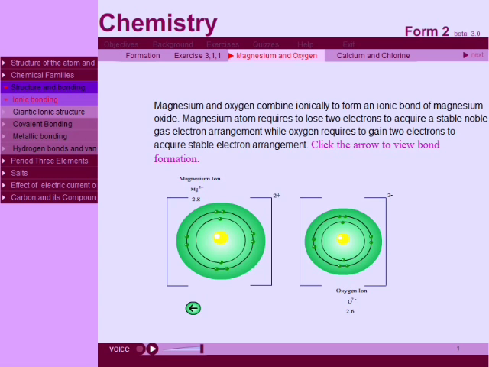2 valency electrons are transferred from magnesium atom to oxygen atom, leading to formation of magnesium ion with a charge of positive 2, while oxygen atom gains the 2 electrons, forming oxygen ion with a net charge of negative 2. The 2 ions have opposite charges, therefore they attract each other, forming an ionic bond.